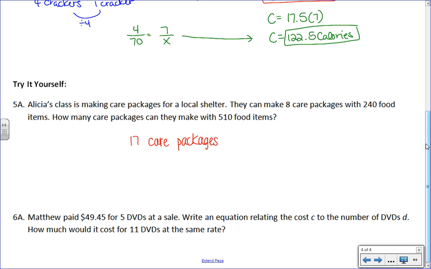For 6A, there were two questions. Write an equation relating the cost C to the number of DVDs D. So for that equation, you should have C equals 9.89 D. And then the question at the end asks how much would it cost for 11 DVDs at the same rate? So the cost of that should have come out to $108.79.